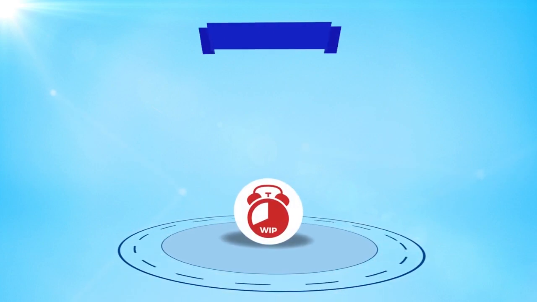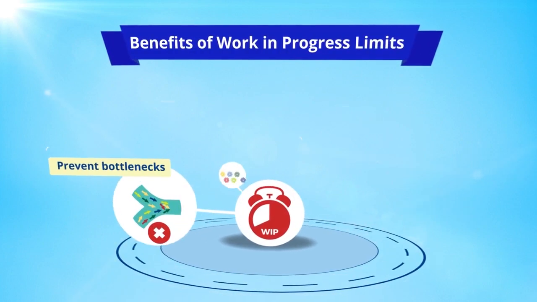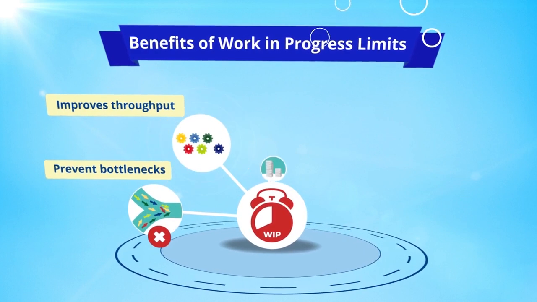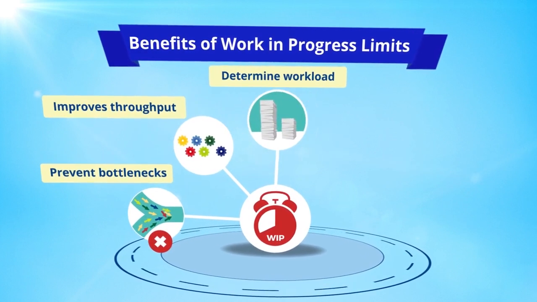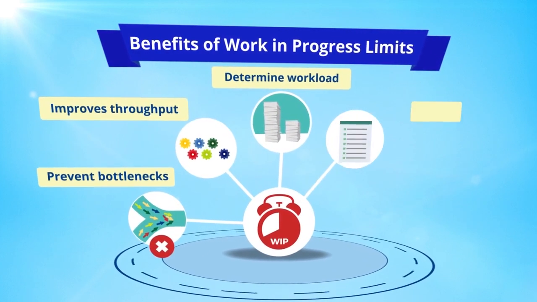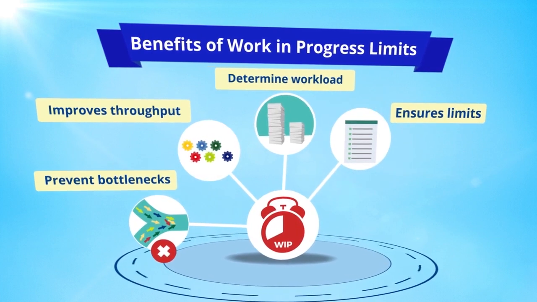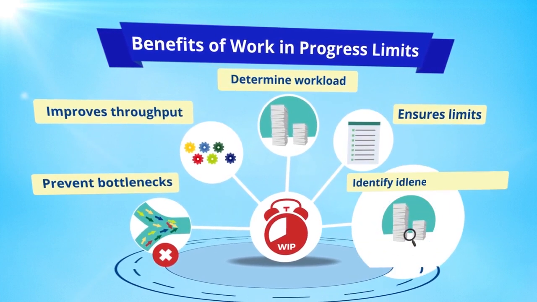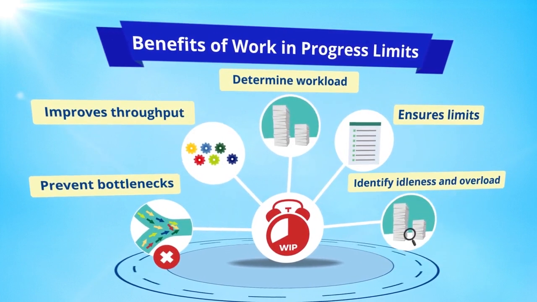In summary, setting WIP limits helps prevent bottlenecks, improves throughput, helps determine the minimum and maximum amount of work, ensures limits are determined and agreed upon, and helps you identify areas of idleness or overload.